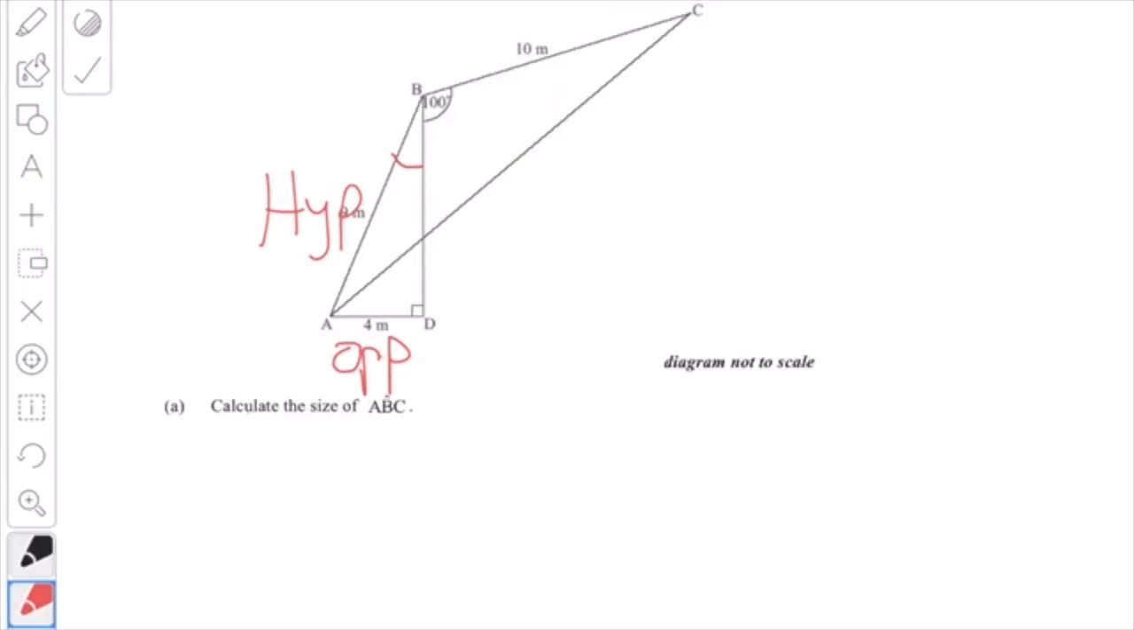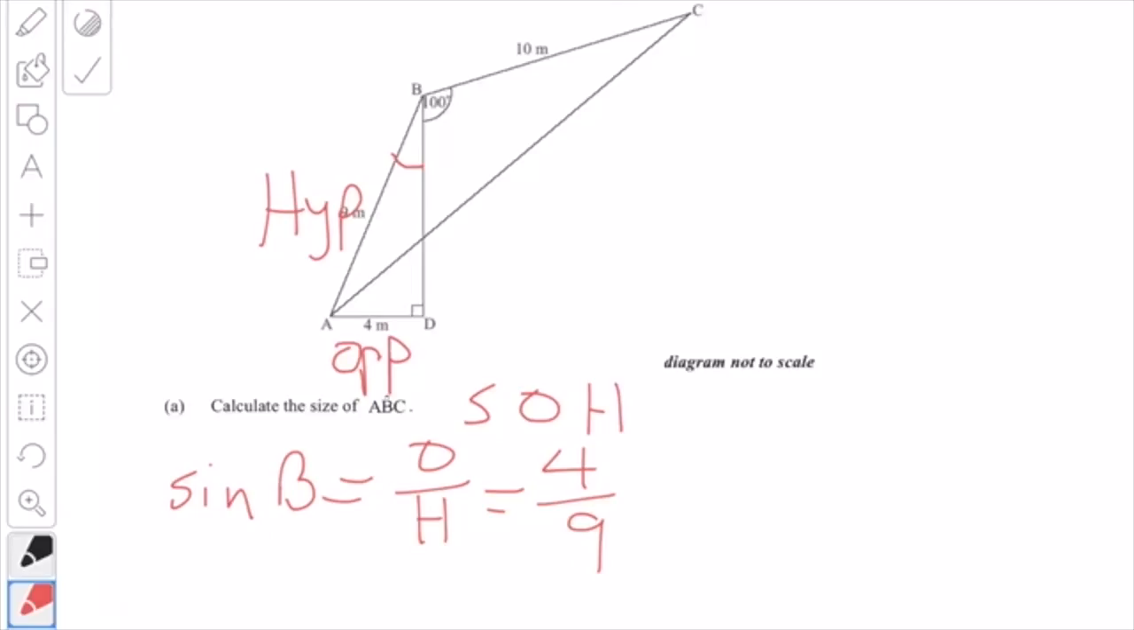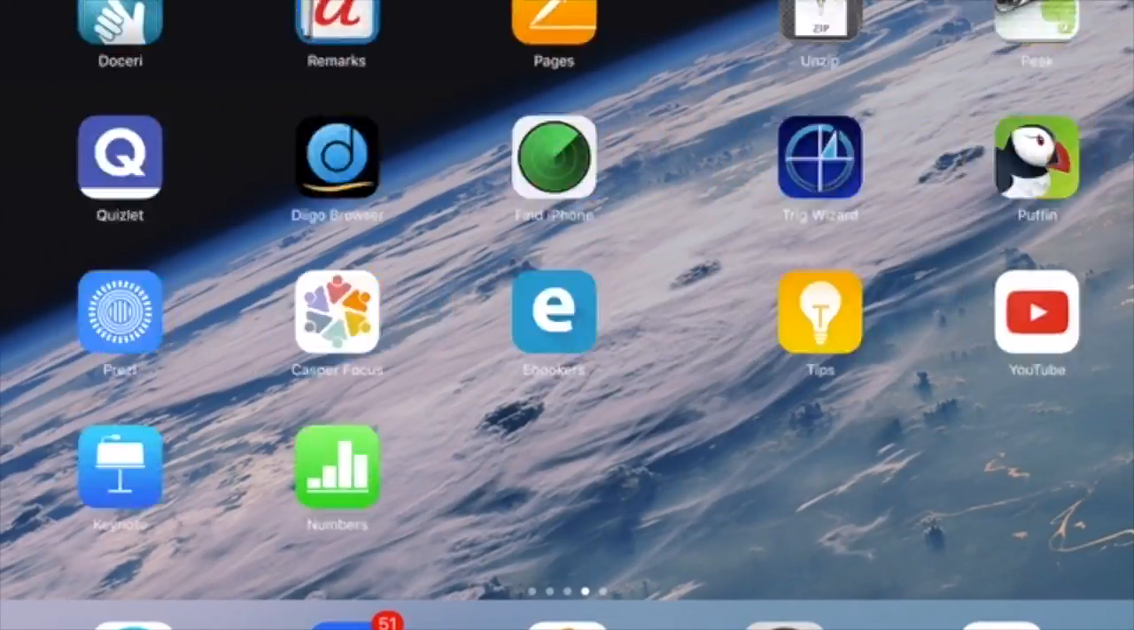Find a ratio that uses opposite and hypotenuse. That's the sine ratio. So the sine of B is going to be equal to opposite over hypotenuse. Okay, that's the lengths, 4 over 9. Now we're solving for the angle B. So you're going to use the inverse operation to find that. Okay, so the inverse sine of 4 over 9, what angle has a sine of 4 over 9? You go to your calculator.